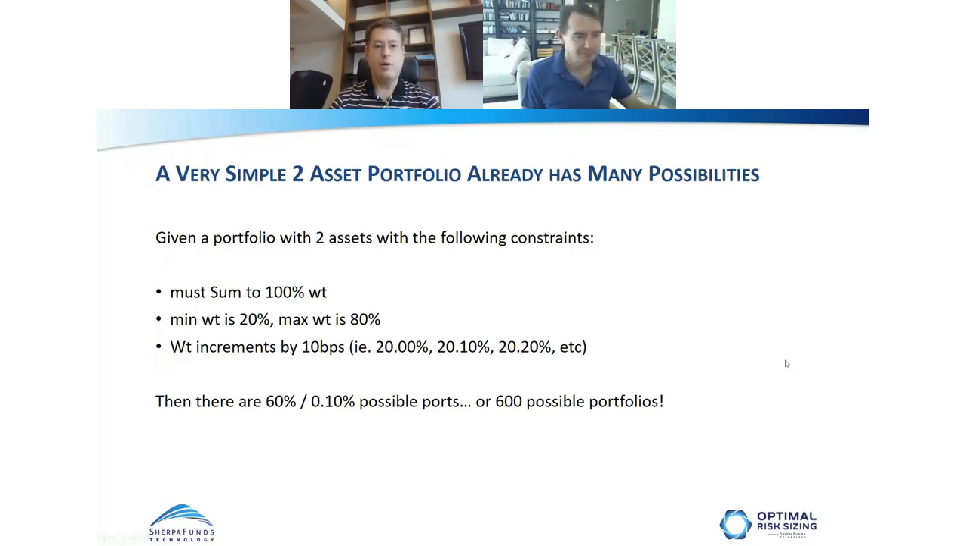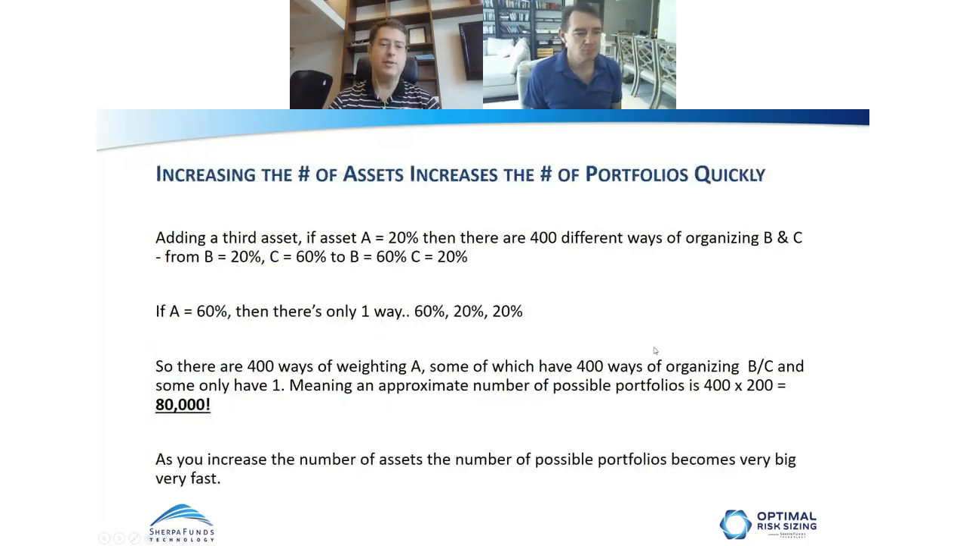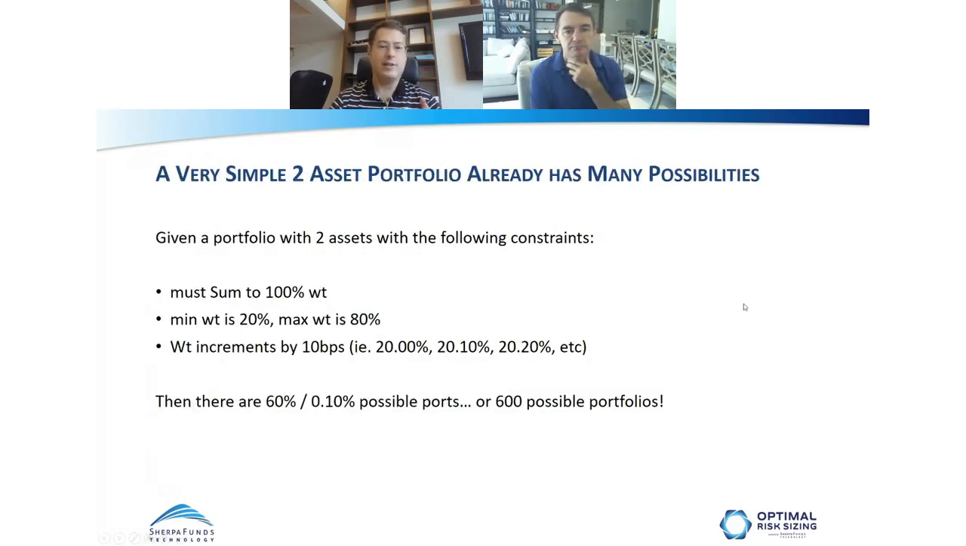And so when we talk about the large universe of possibilities, if we just start with a simple two-asset example, if you have two assets, minimum of 20%, maximum of 20% in increments of 10 basis points, already you have 600 possible portfolios. And this is just two assets. And obviously, if you're an active PM, maybe you hold 50 assets, 60 assets. But even starting at two, you already have a non-trivial number of portfolios. And as we expand on this, if we take this to three assets, if we take this to four assets, we can see that the number of possibilities explodes very quickly.